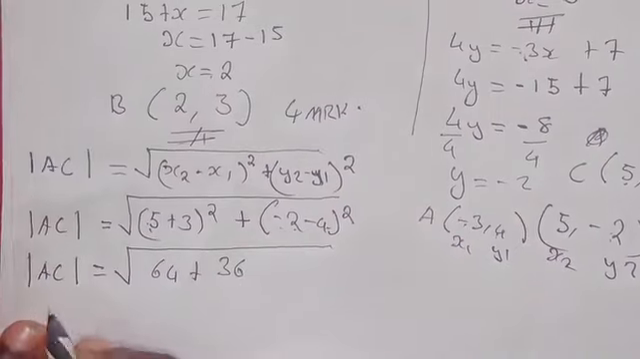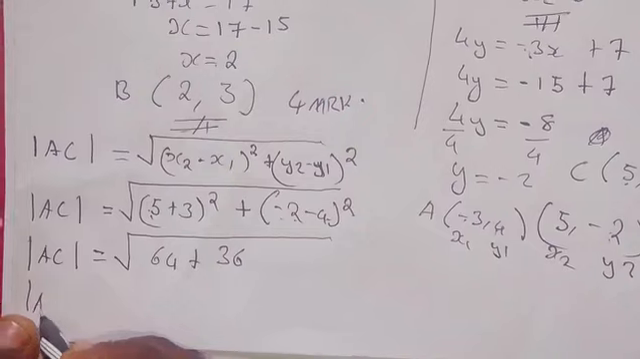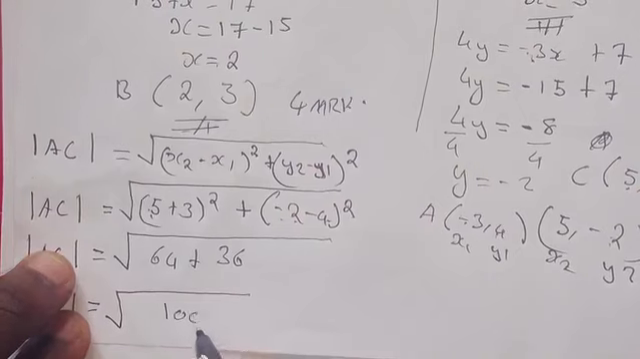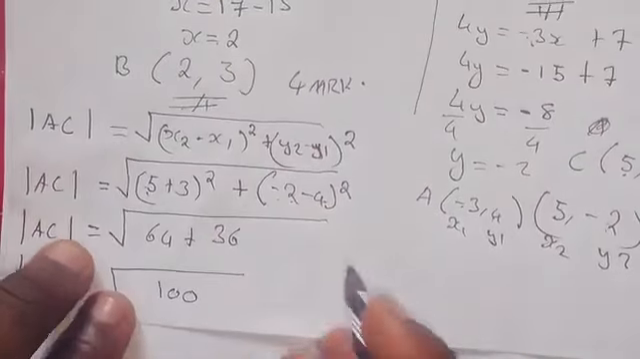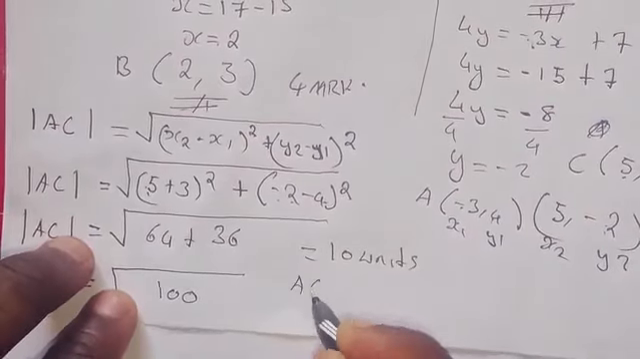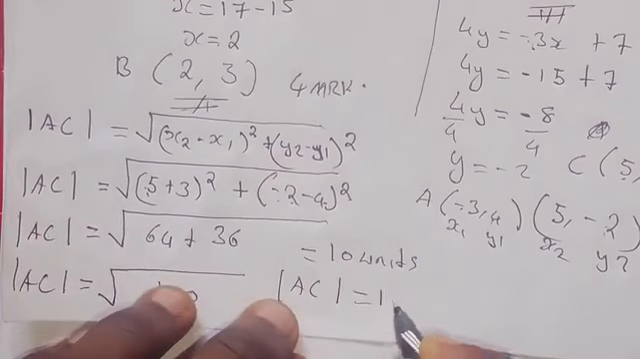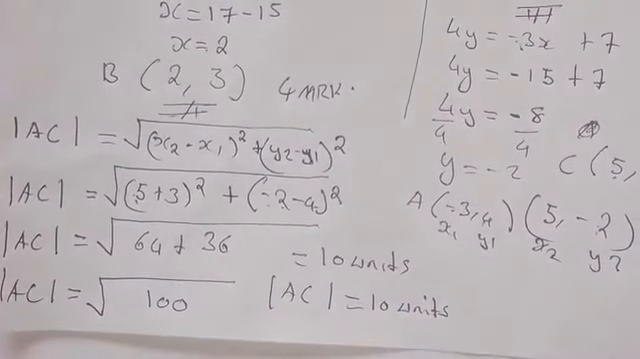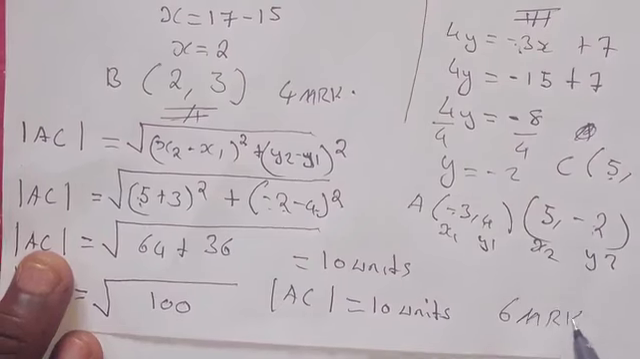So distance AC is equal to the square root of 100. 64 plus 36 is 100, and this gives us 10 units. So the magnitude of AC is equal to 10 units. This is how this question was supposed to be answered, and in total it's 10 marks: 6 marks for finding the magnitude of AC, and the other 4 marks for finding the coordinates of B. So you see how we have solved this question easily.